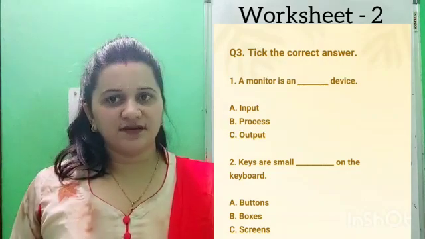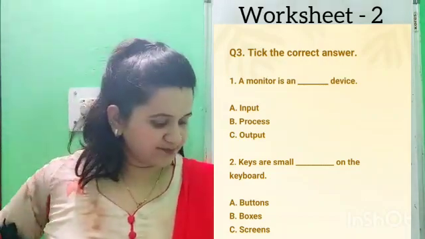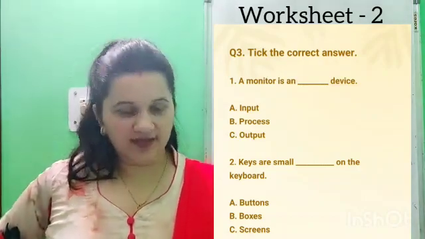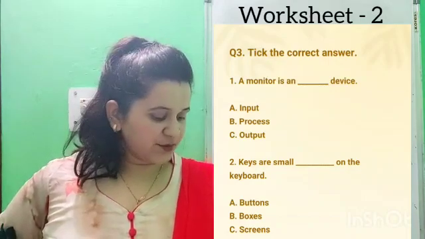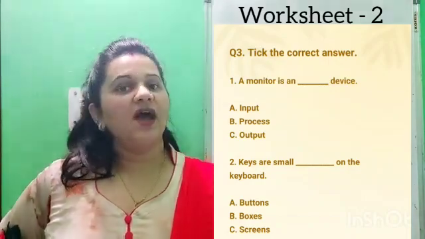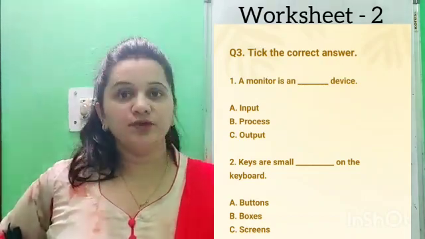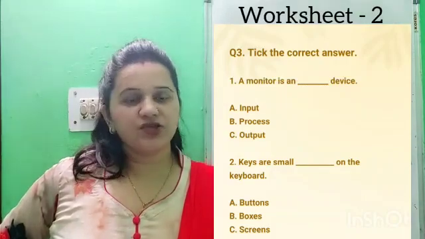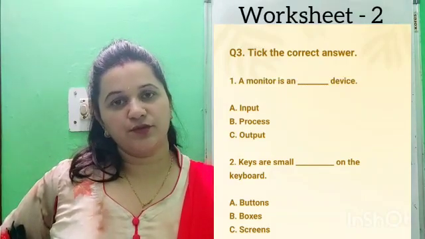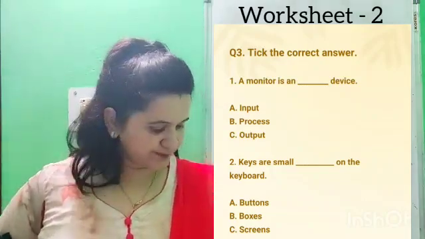Tick the correct answer. Question 1. A monitor is a dash device. 3 options. Option A, input. Option B, process. And option C, output. You have to find out the correct option and write it down in your notebook. Now children, make sure that you are not supposed to write down all the 3 options in your notebook. Just simply write down the correct answer in your notebook.